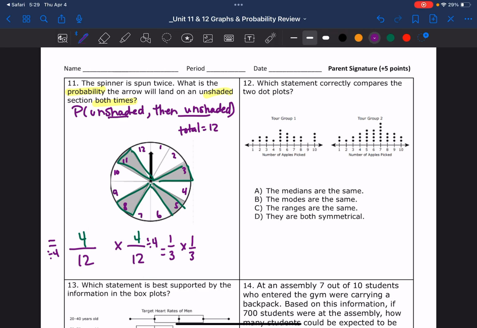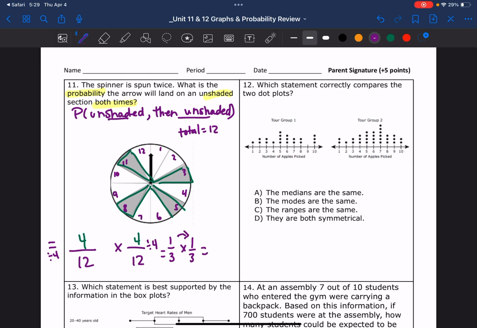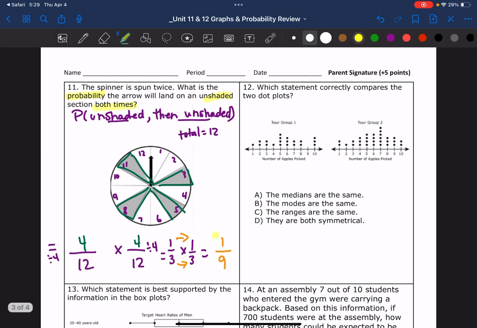So my final answer is going to be 1 times 1, which is 1, and then 3 times 3, which is 9. So my final answer is 1/9.